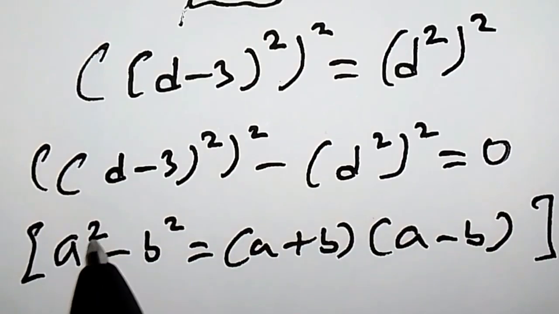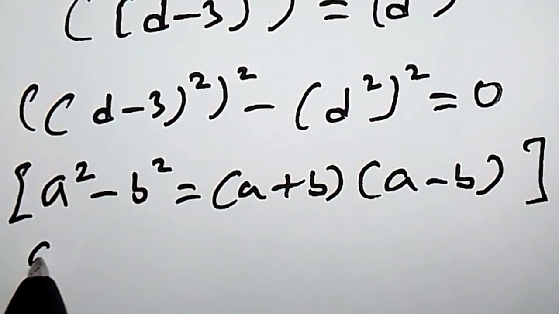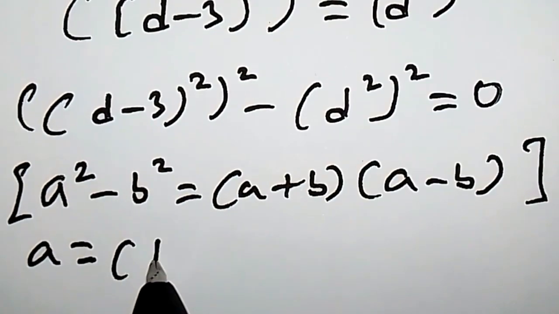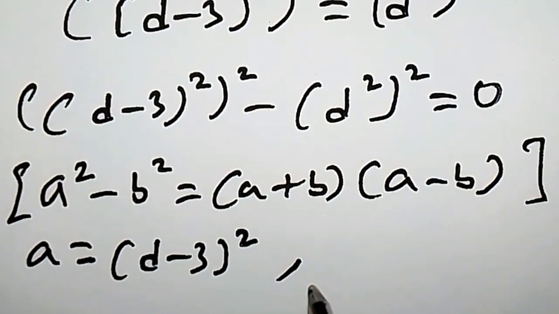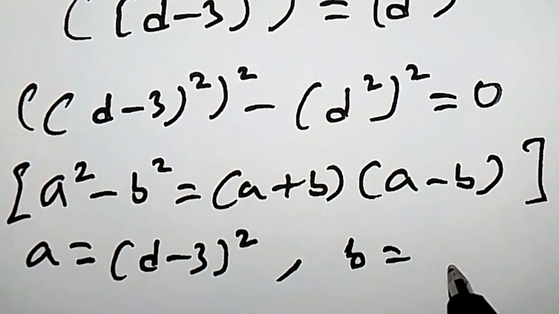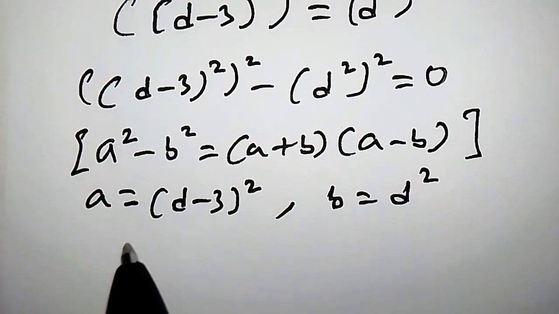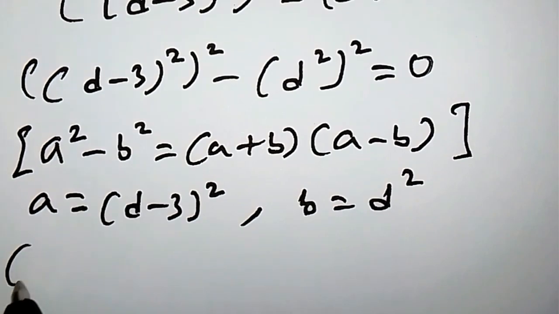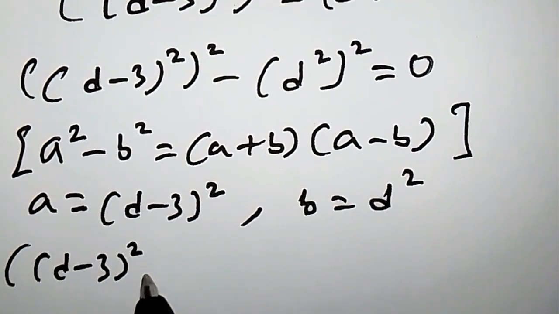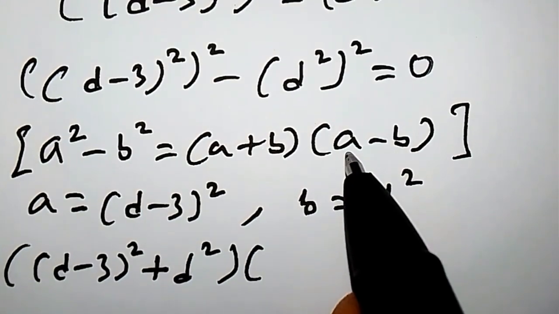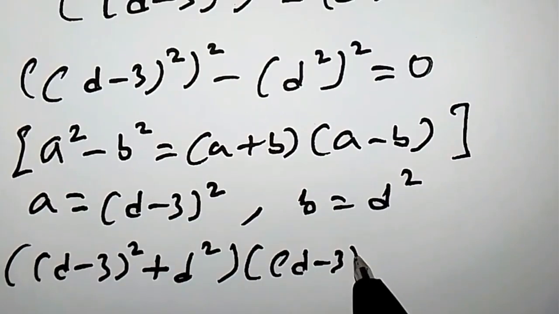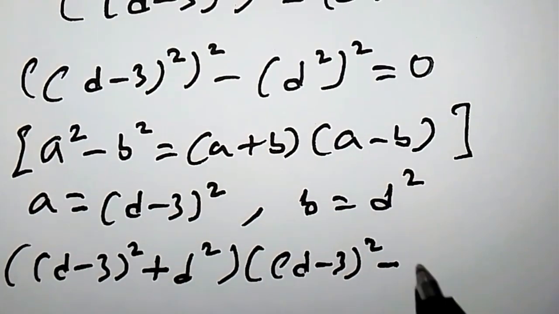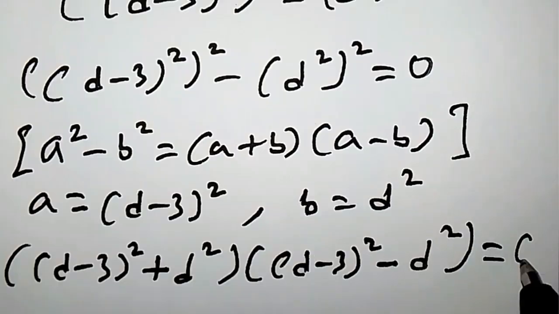If we compare this left hand side with this guy, you will notice that our A happens to be equal to (D - 3)^2 and B happens to be equal to D^2. Now let us substitute these values into this right hand side. So we are going to have ((D - 3)^2 + D^2)((D - 3)^2 - D^2) = 0.